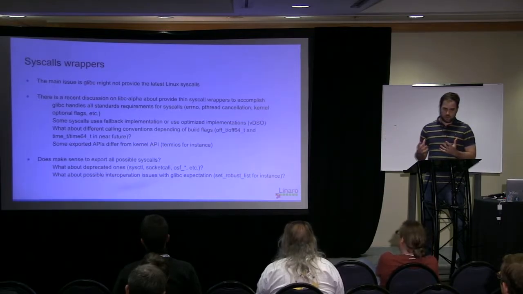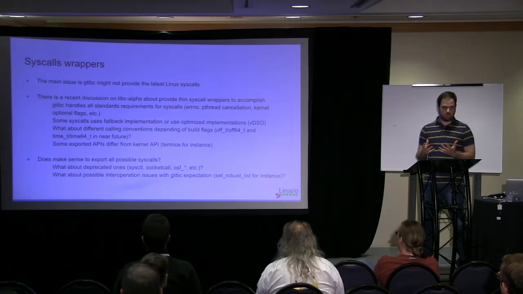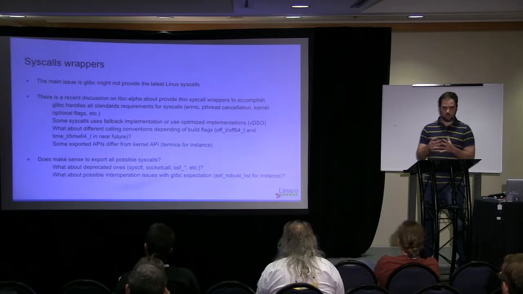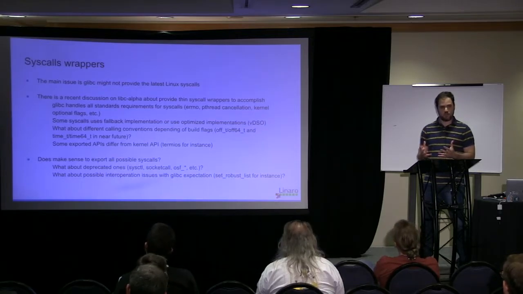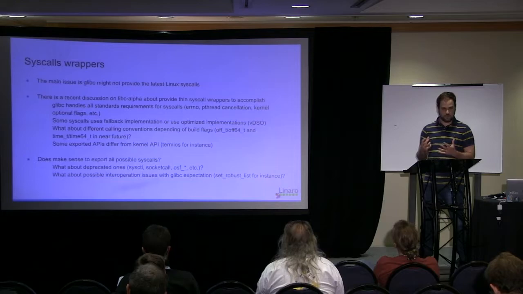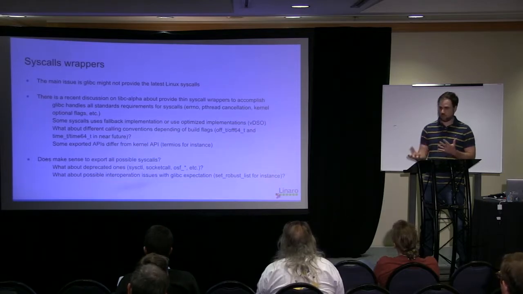So the question I ask you from the kernel point of view: should we provide this thin wrapper? Is it something that GLIBC should provide, or something that the kernel should provide?